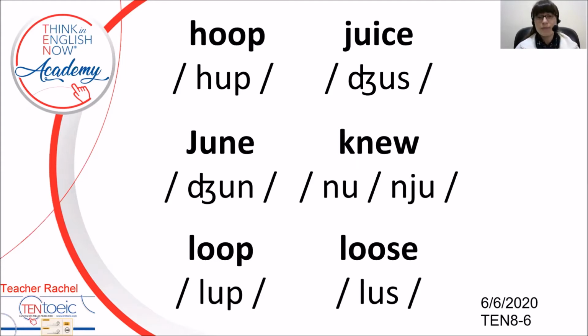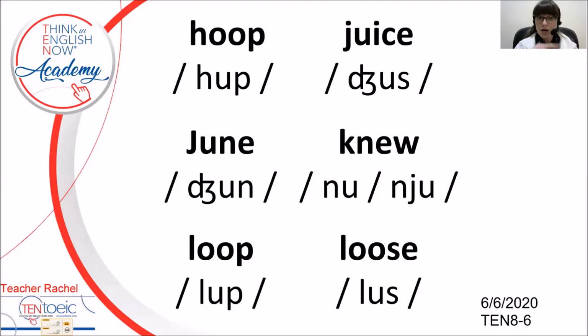June. This is a month that we have in the year. April, May, June, July. We're in that month right now. New. This is the past tense of the word know. Know is to have information about something. I know your name. I knew your name. I knew his name. So that's the past tense of know.